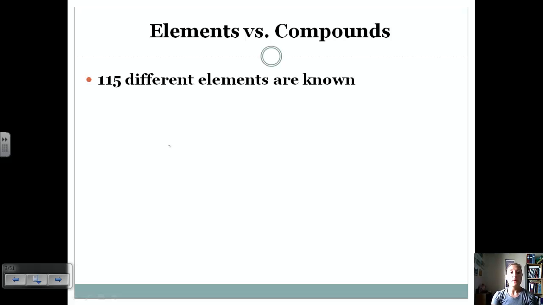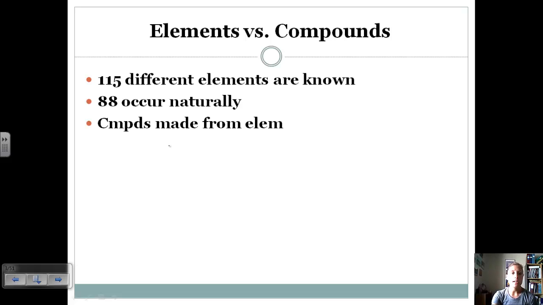Okay, so there are about 115 different elements known if you take a look at a periodic table, and that number can change as new elements are probably not discovered anymore, but created. 88 of them occur naturally, and so those are the ones that are just found. The others are usually created in a lab.